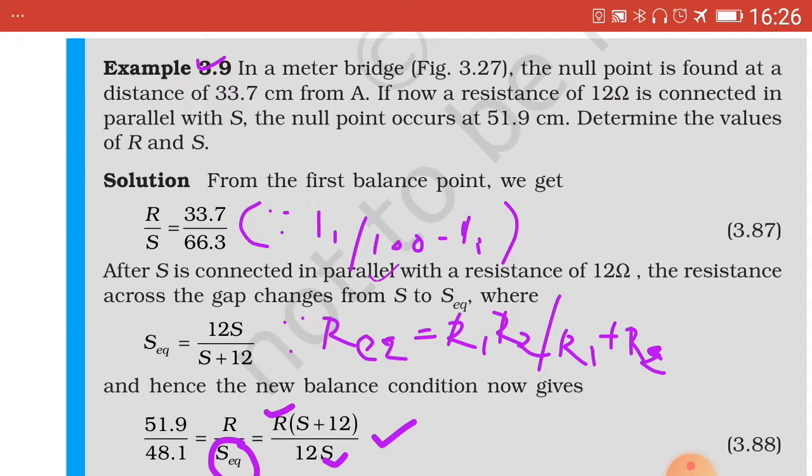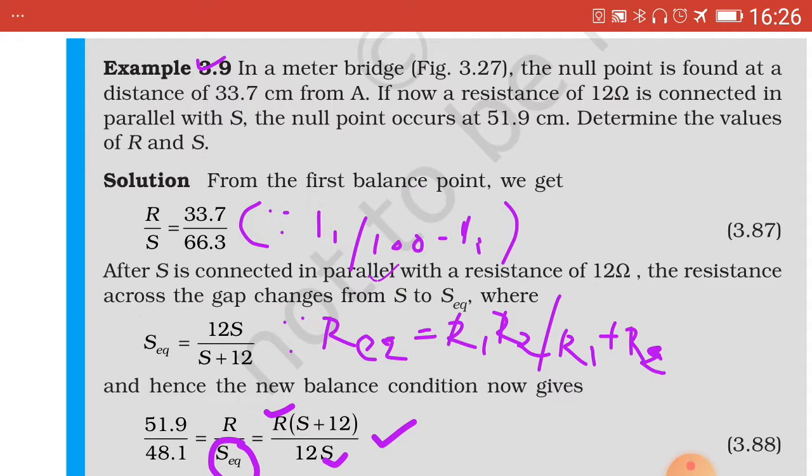From the first balance point, we get R upon S equal to 33.7 upon 66.3. Why? Because we have the formula R upon S equal to L1 upon (100 minus L1). So 100 minus 33.7 is equal to 66.3.